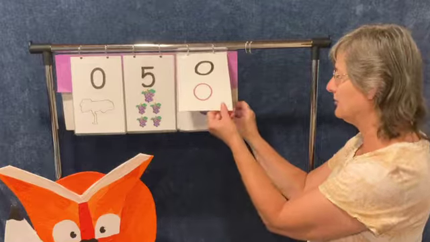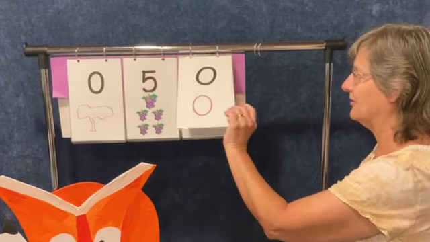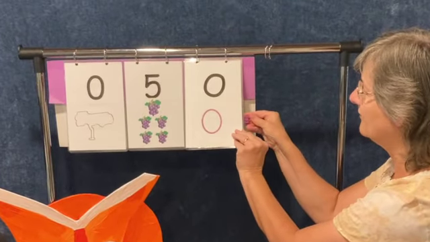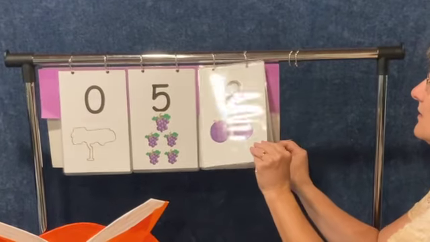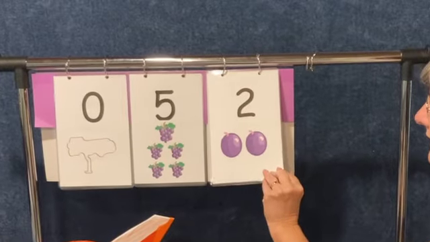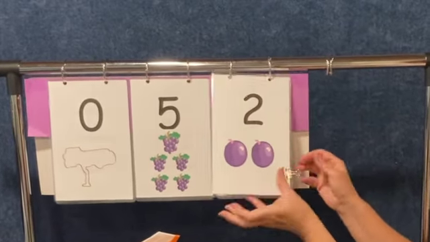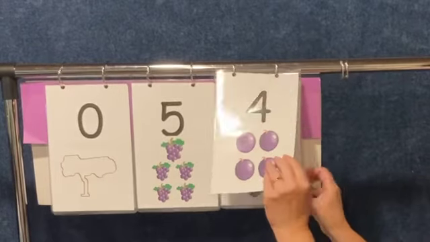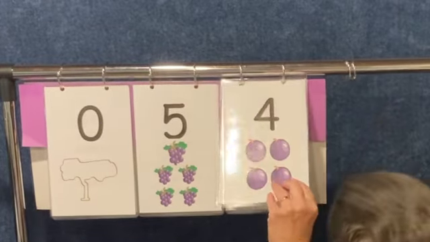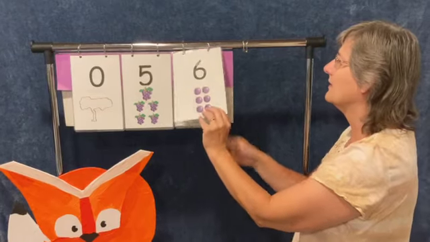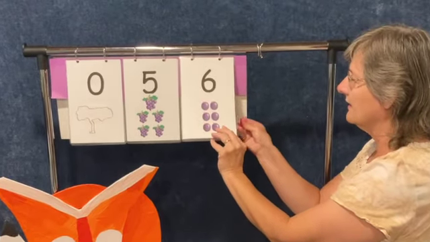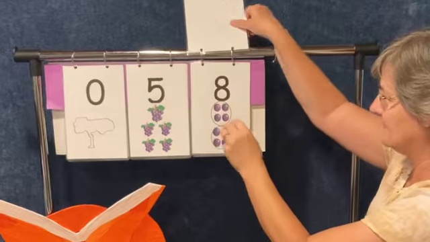It takes more clips, but you just clip them together so that you can go back and forth between your 0, clip your 3 to your 2, clip your 4 to your 5, and clip your 7 and 6 together.